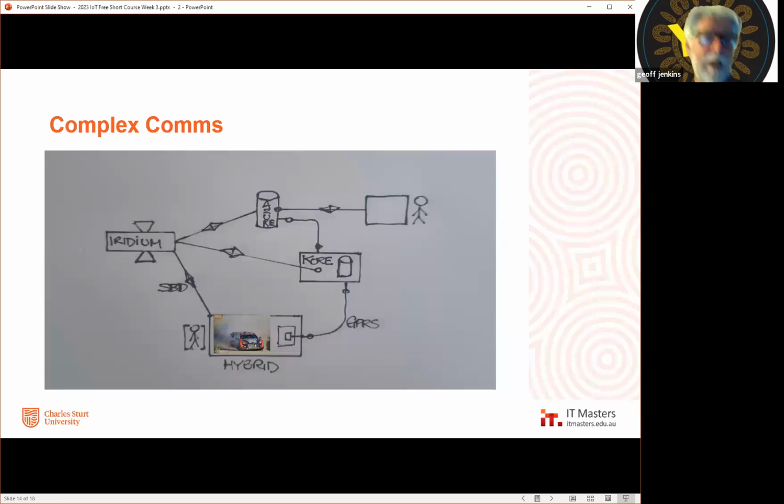So here's my diagram. And the key word really here is hybrid. And it might be all sorts of different modes of communication. In fact, these cars communicate Bluetooth as well. But generally speaking, they are cellular and they are Iridium.